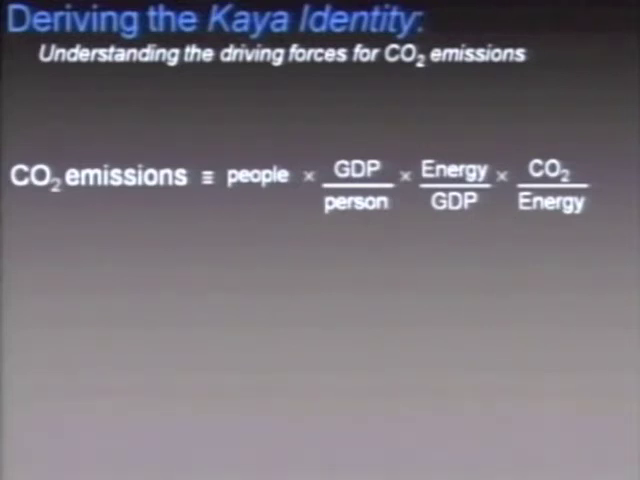And then the final part is about how CO2 intensive energy is. So the different sources of energy. Some release a lot of CO2 per unit energy released. Some release less, or none, or almost none. But this, as it's called, the Kaya identity, helps us understand these different arguments.